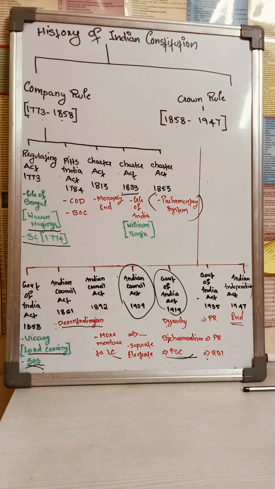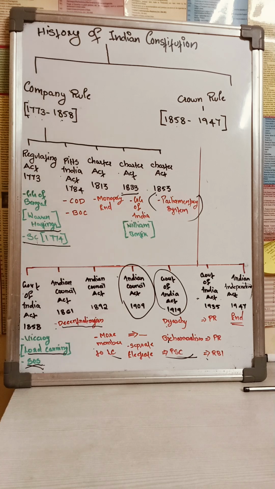After this comes the Crown Rule, which began in 1858 after the Sepoy Mutiny. The Government of India Act 1858 is mainly remembered for the transfer of rule from the Company to the Crown, and the Viceroy was introduced. The Viceroy was Lord Canning. Then the Secretary of State was also established.